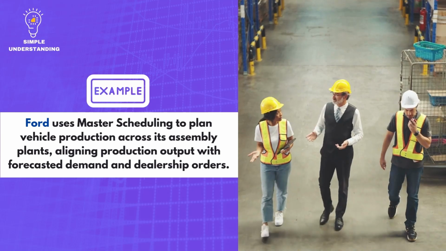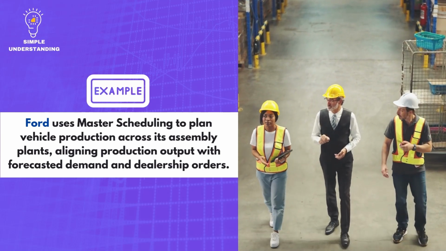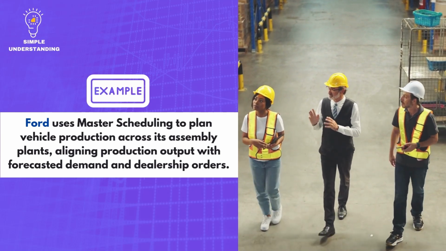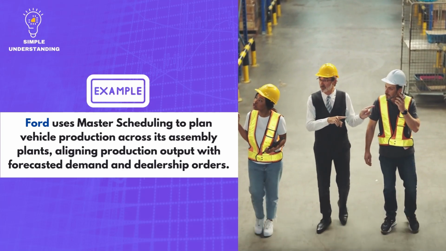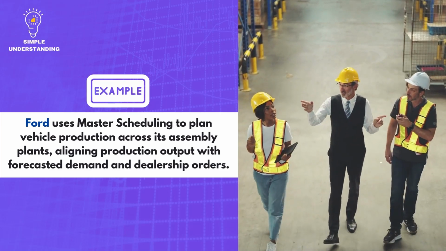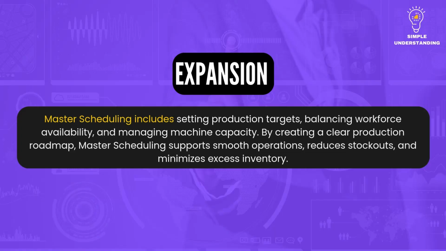Real company example. Ford uses master scheduling to plan vehicle production across its assembly plants, aligning production output with forecasted demand and dealership orders. Expansion. Master scheduling includes setting production targets, balancing workforce availability, and managing machine capacity. By creating a clear production roadmap, master scheduling supports smooth operations, reduces stockouts, and minimizes excess inventory.